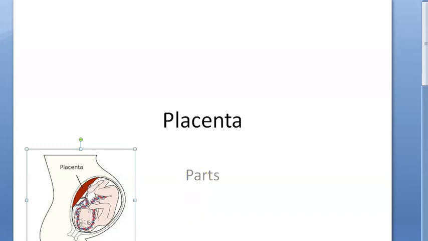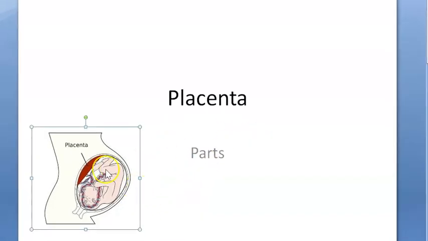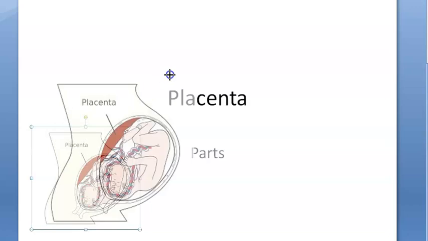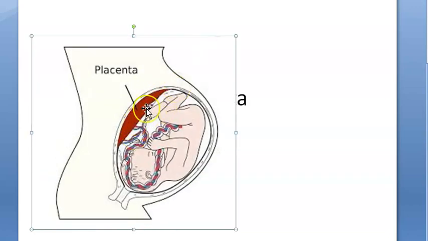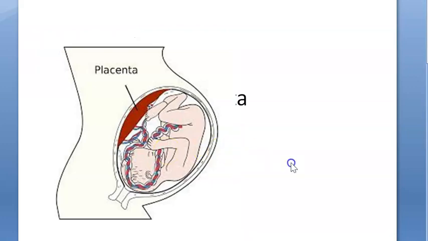Hello people, in this video we want to look at the parts of the placenta. So we are just looking at the parts. So where is the placenta? Here you can see the placenta. It is almost at the fundus of the uterus, and from the placenta you have the umbilical cord which is going into the umbilicus of the fetus, and it is providing all the oxygen to the fetus.